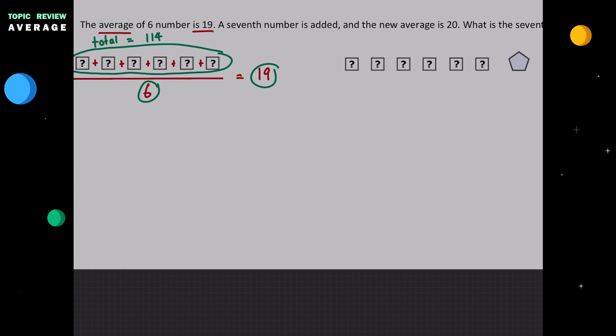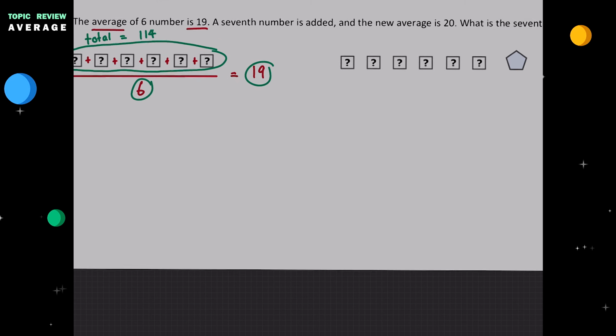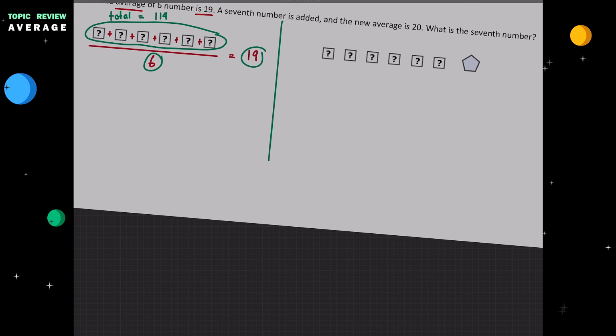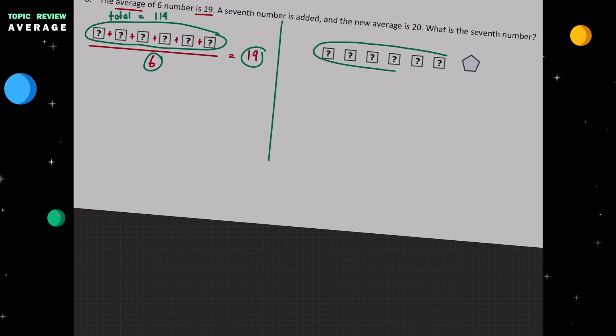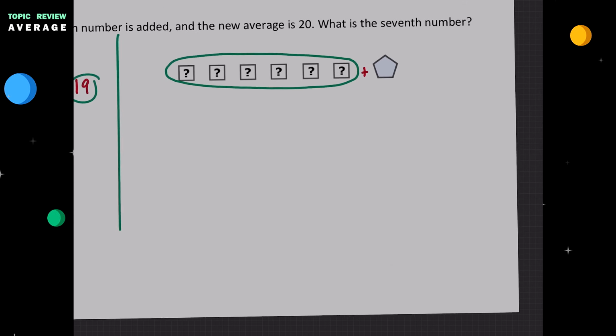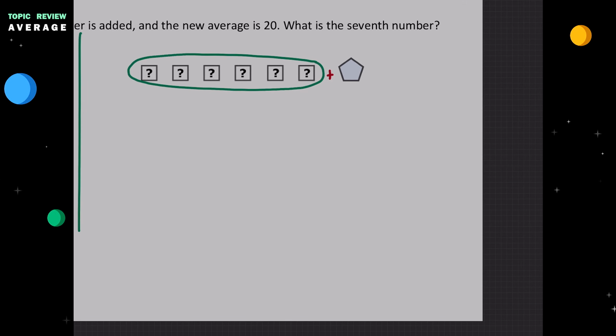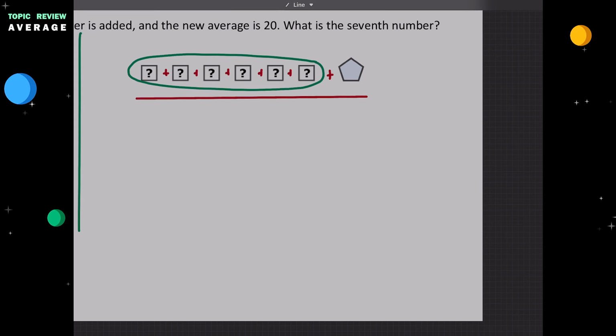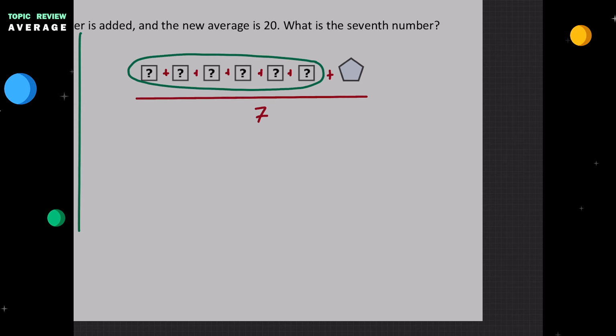Now it says a 7th number is added and the new average is 20. So here's your same 6 numbers. Same 6 numbers. Okay. And we're going to add a 7th number. And the new average is 20. Okay, so how do you find the average of these 7 numbers? First we add up all 7 numbers. There are 7 boxes, 7 numbers, and we divide it by 7. To find the average, we add 7 numbers, divide by 7, and it says the new average is 20, so we put 20 over here.